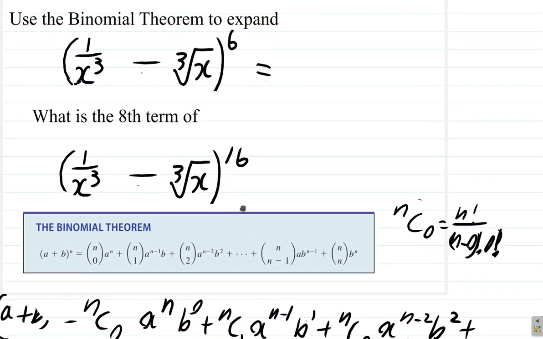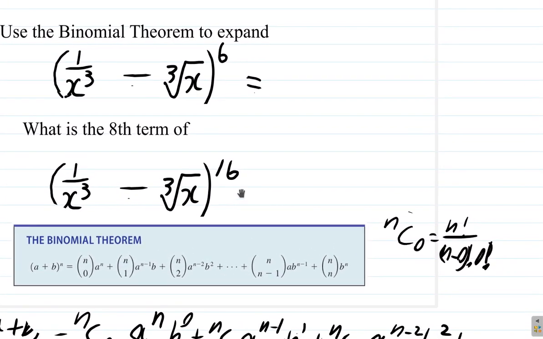But let's look at solving this. So 1 divided by x cubed is the same thing as x to the negative 3, alright? Minus, now this is the same thing as x raised to the power of 1/3, same thing. Now here it's raised to the power of 6.